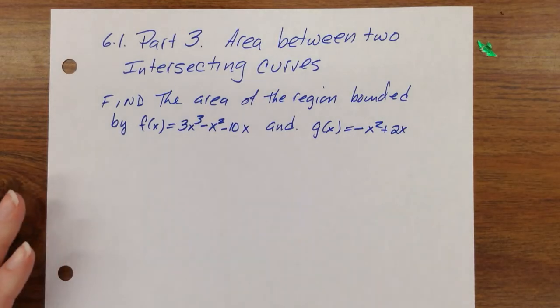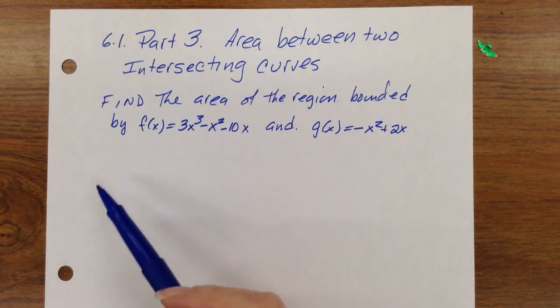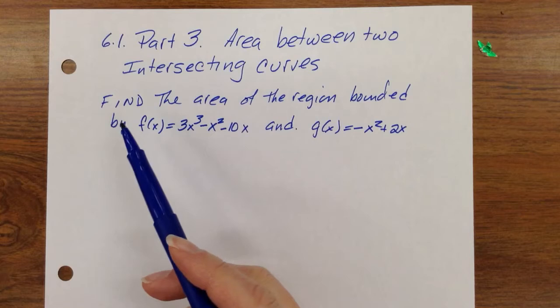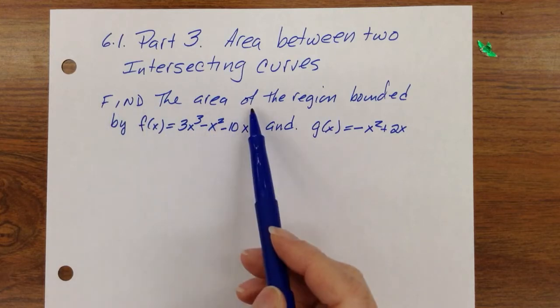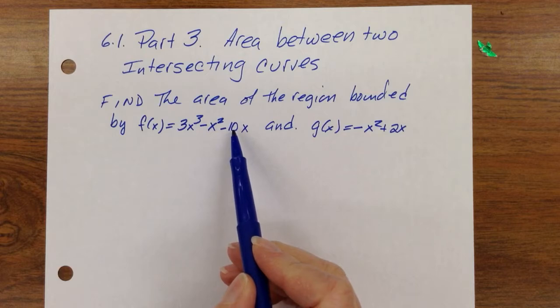Alright, corn children. This is lesson 6.1, part 3. Area between two intersecting curves. Now, the one that's in the textbook is on page 406. It's: find the area bounded by these two curves, and they have -10 here.